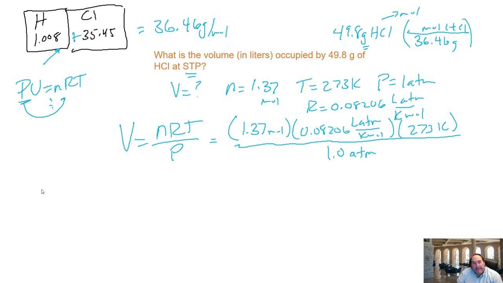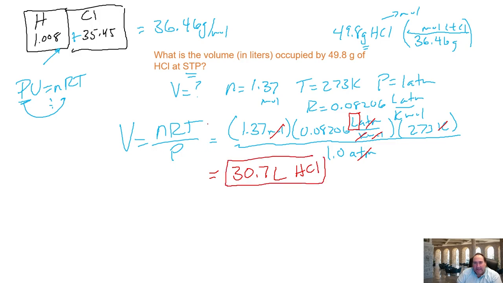In terms of units here, we're going to get some canceling. We have moles and moles, Kelvin and Kelvin, atmosphere and atmosphere, which leaves us liters as the only unit, which is a volume and quite good, I think. 1.37 times 0.08206 times 273 divided by 1, and we get 30.7, it looks like, liters of HCl in this particular case.